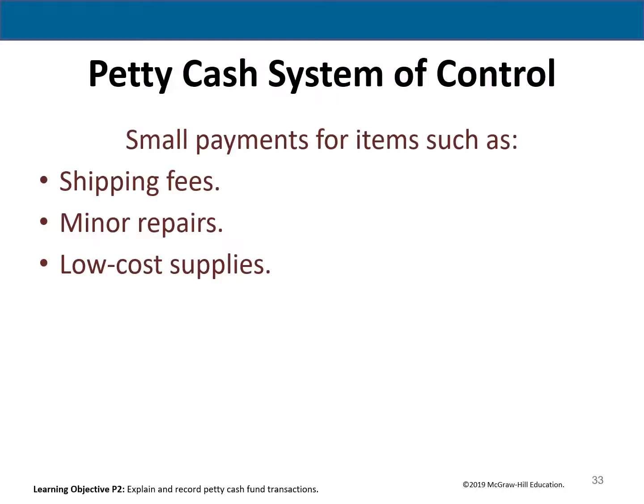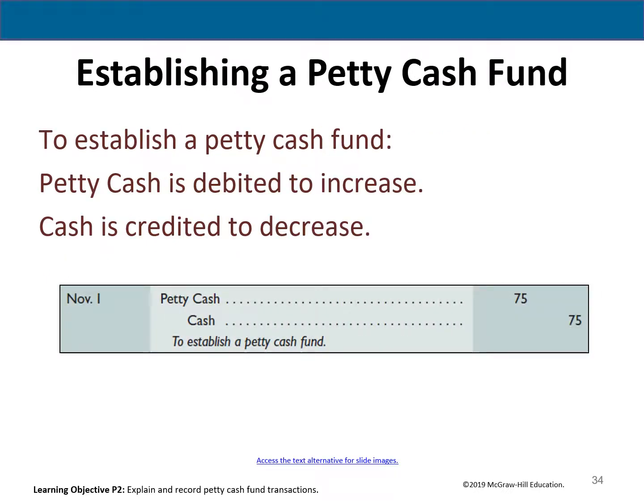So let's take a look at that. Small payments for items such as shipping fees, little repairs, maybe low-cost supplies or fuel, or somebody went out to lunch with a client, reimbursing them, but it's not a high dollar amount. And every company will decide what that small payment amount is. The day we decide to open up a petty cash fund, we establish it. So this company established a $75 petty cash fund. You debit the asset, petty cash, and credit cash, because that's where the $75 came from.